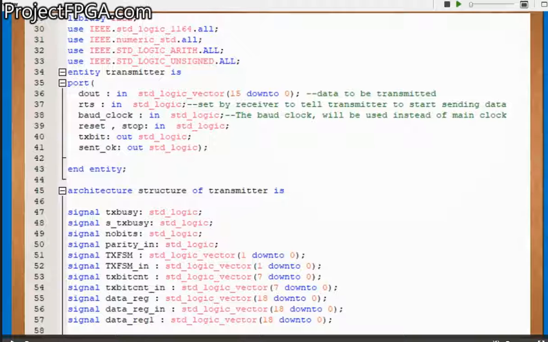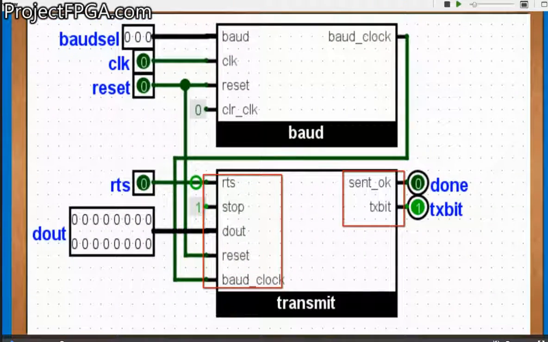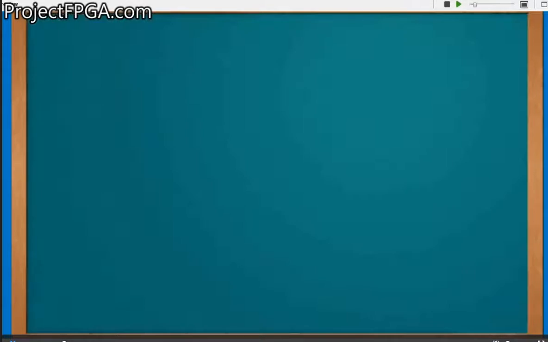This is the main transmitter VHDL code. The first block is the VHDL standard libraries. Next, the transmitter port, including dout, RTS, clock, reset, stop, TS bit, and send OK. Next, the signals. We'll discuss that later.